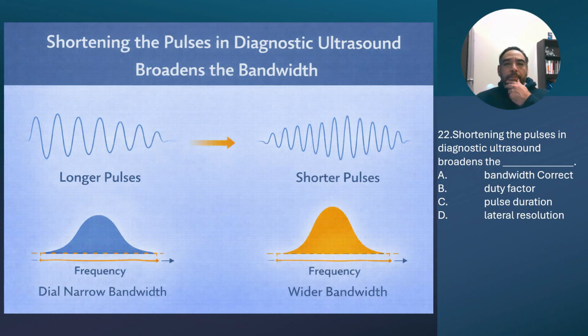Lateral resolution depends on beam width, not the pulse length. So short pulses improve things like axial resolution, but not lateral resolution. So a good clean concept chain to think about: shorter pulses equals fewer cycles, which equals heavy damping. That leads to broader bandwidth, and that leads to improved axial resolution.